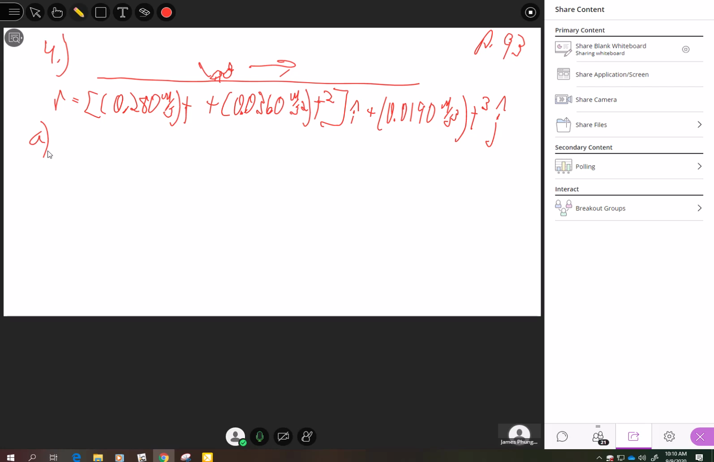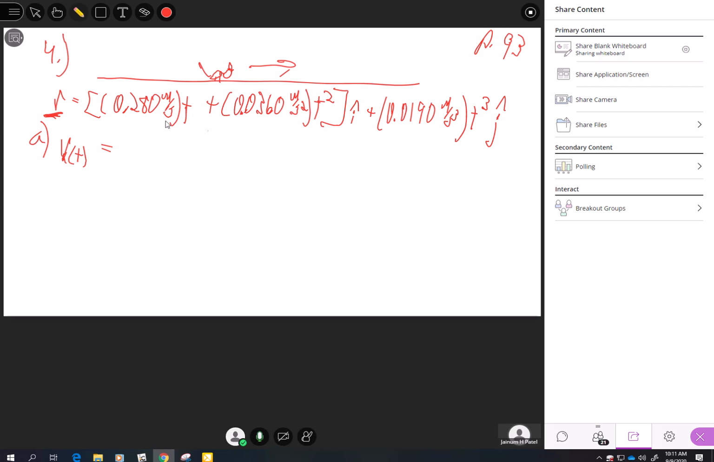Well, make sure I wrote everything down correctly. What do we got to do first? Notice this is R. R is what? R, displacement. Yeah, displacement. So what have I got to do to find the velocity? Take the derivative. Very good. So the velocity with respect to time in the X direction, we'll take the first order derivative. So this is going to be what?